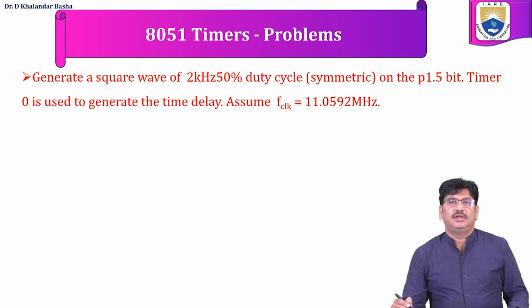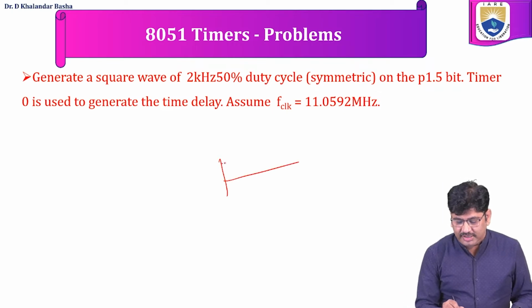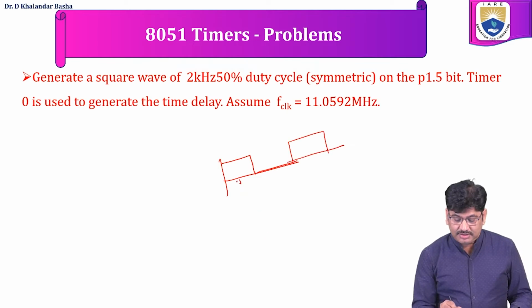The first problem is to generate a square wave of 2 kHz, 50% duty cycle, that is symmetric, on port 1.5 bit. Timer 0 is used to generate the time delay. Assume the clock frequency is 11.0592 MHz. So the problem here is we have to generate a square wave, which is a symmetric signal. If this time period is T1 and this is T2, and the total time period is T, then T1 is equivalent to T2, which is equivalent to T by 2.